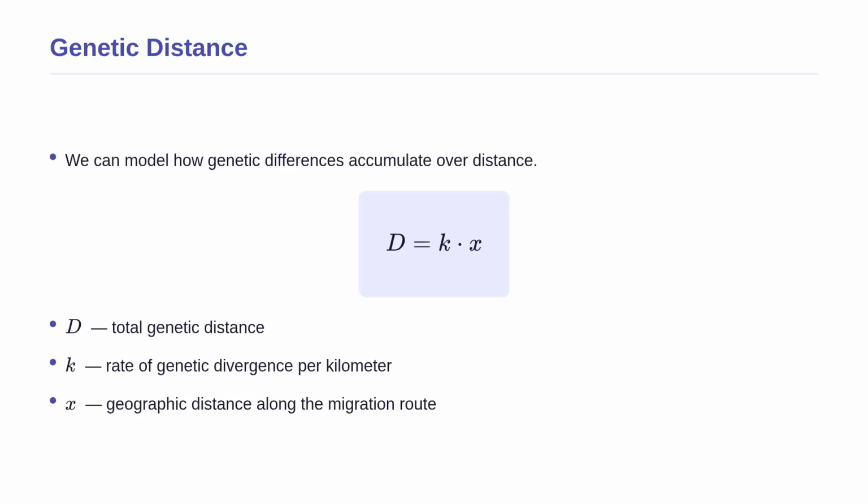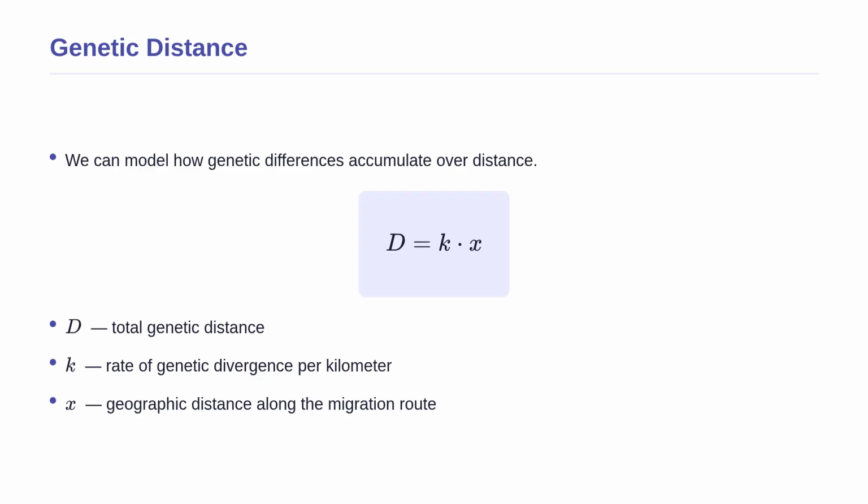To truly understand how these differences accumulate, we can use a simple mathematical model. This formula represents the genetic distance between the original population and a newly migrated population. The symbol D stands for the total genetic distance, which measures how many genetic differences exist between the two groups. The symbol K represents the rate of genetic divergence per kilometer, which depends on natural mutation rates and environmental pressures. Finally, the symbol X represents the geographic distance along the migration route, measured in kilometers.